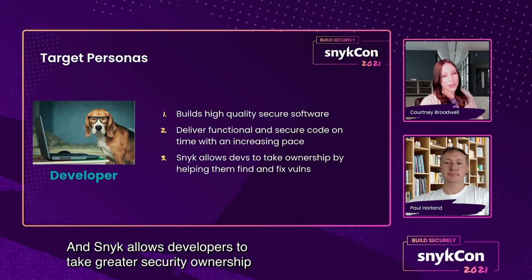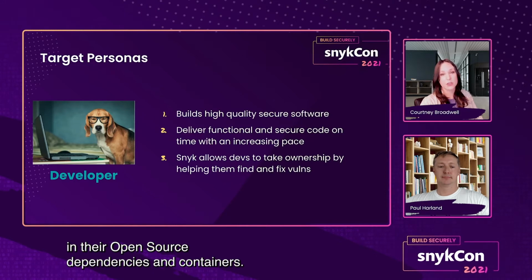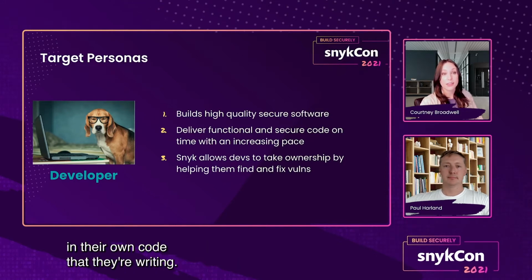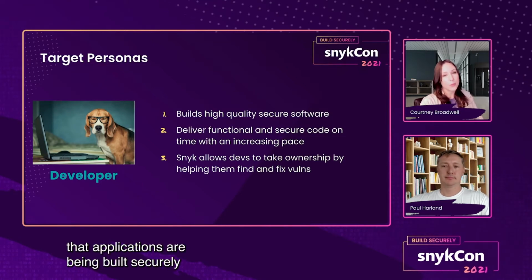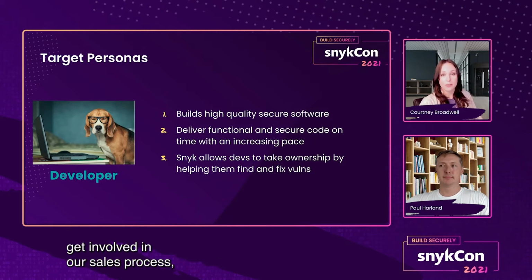And Snyk allows developers to take greater security ownership by helping them easily find and fix vulnerabilities in their open source dependencies and containers. So we also help prevent introducing security bugs in their own code that they're writing. So essentially, we're just ensuring that applications are being built securely before they enter production. And we sometimes see other personas get involved in our sales process, but these are the main four that are helping us drive a project forward.